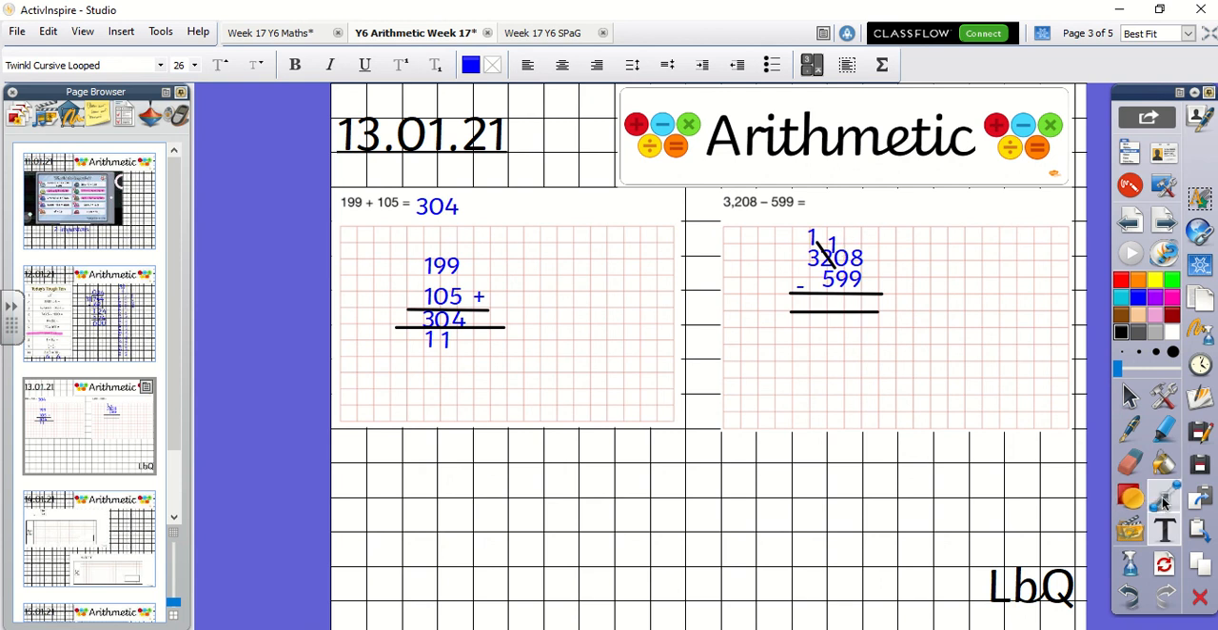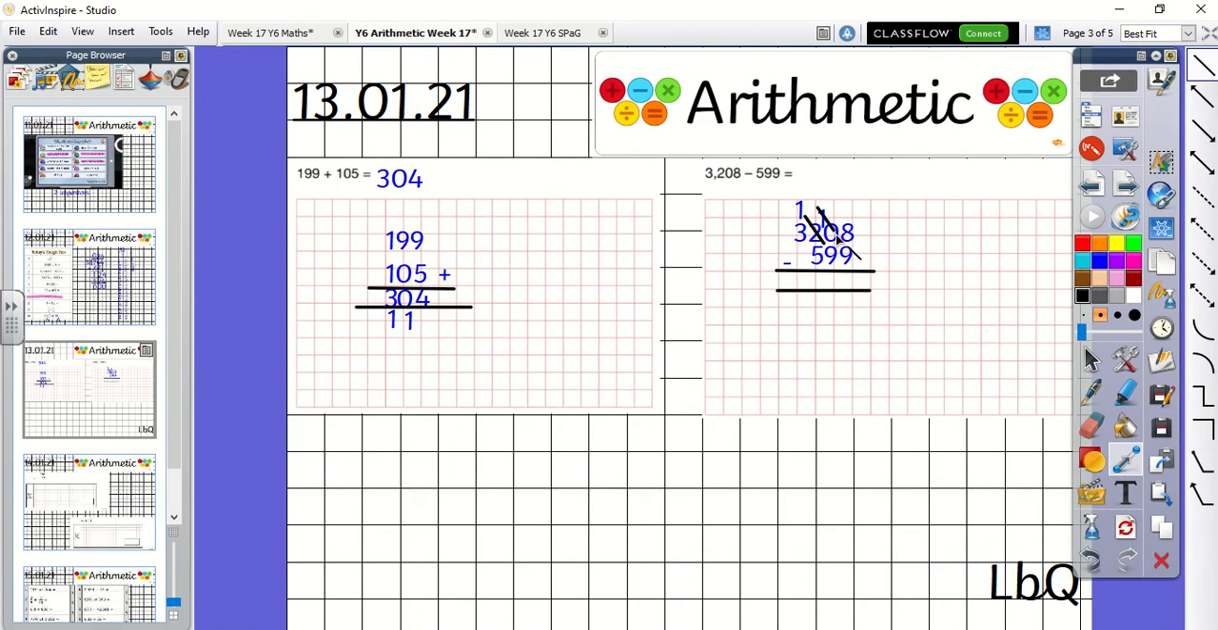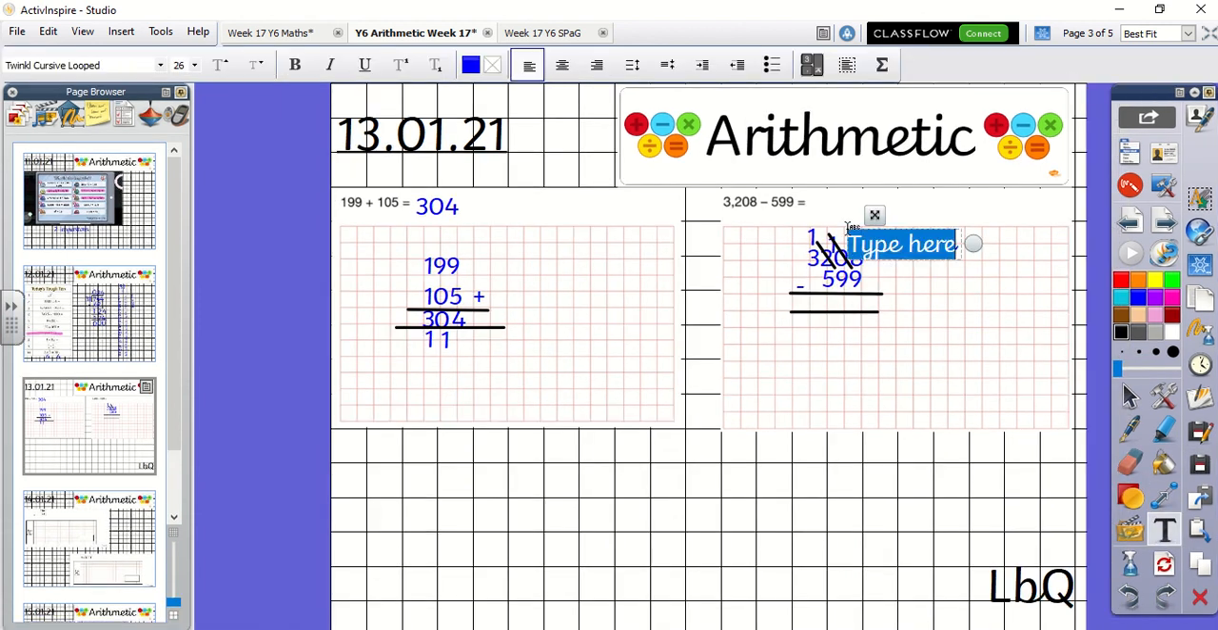Now I need to cross that out because I need to borrow 1, I need to exchange. So that is no longer 10, that is now 9. And my 1 that I've just borrowed will go at the top here. So I've got 18. Okay then. So 18 subtract 9. Now if I know my number bond straight away, I know that is 9 because 9 is half of 18. 9 subtract 9, the answer is 0.